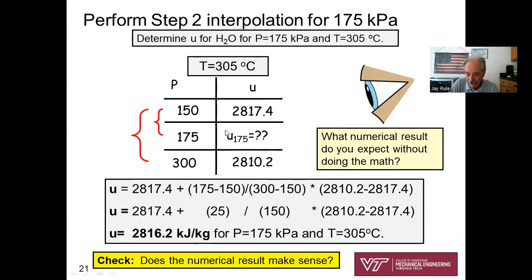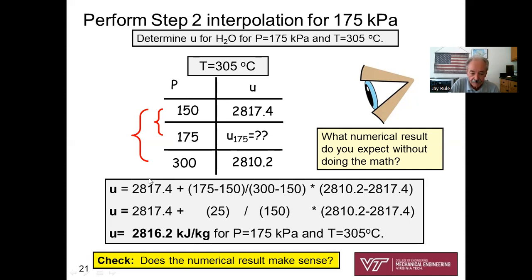Now, use your eyes to anticipate what number you will expect. Well, don't you expect a number in between these two, right? And for this example, this is a very common situation in thermodynamics, I'm going to expect a numerical number that's less than 2817, because down here I got 2810. That's a key thing to look at with your eyes. This is why it pays off for you to write this stuff down on your paper using your pencil. Okay, so now we're going to do the math.